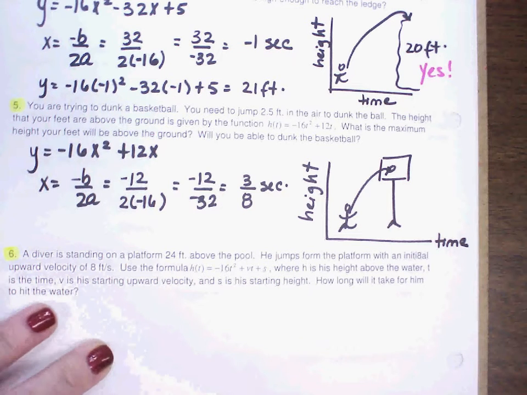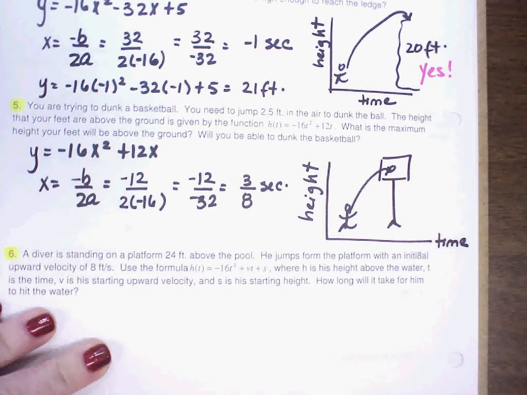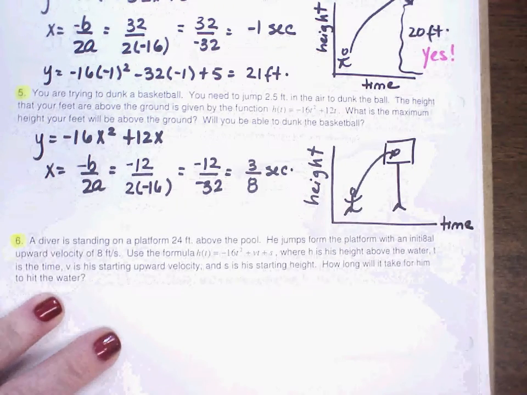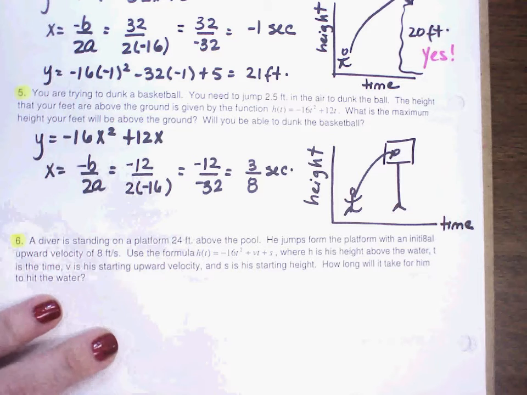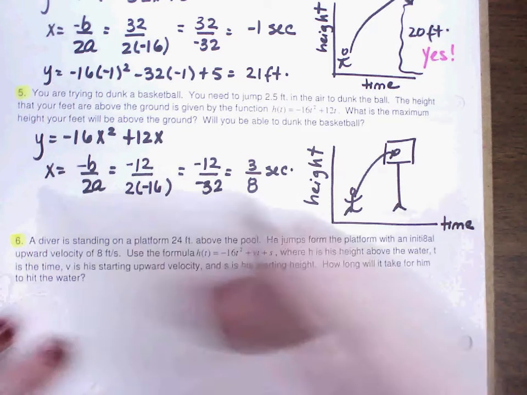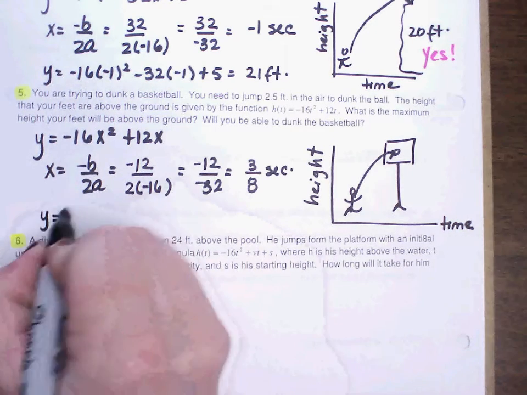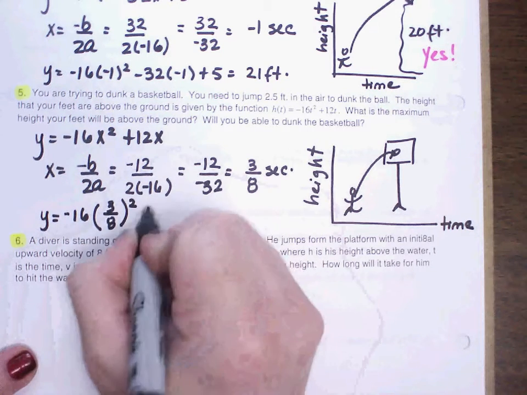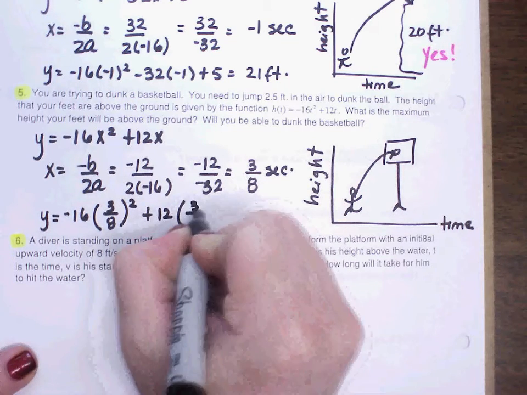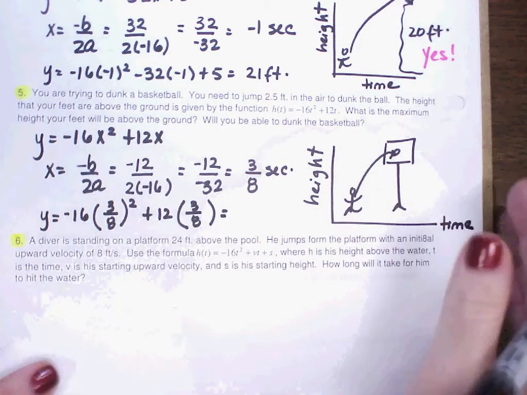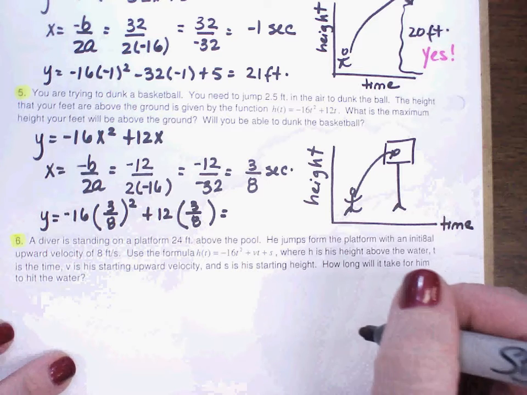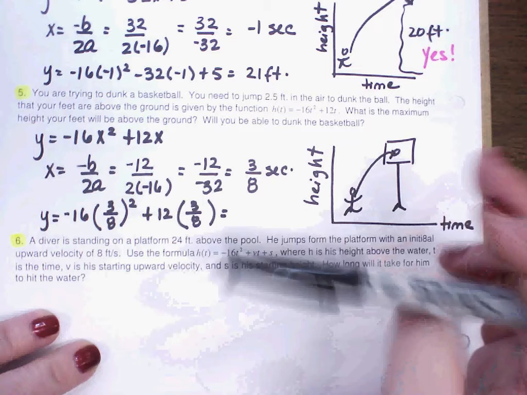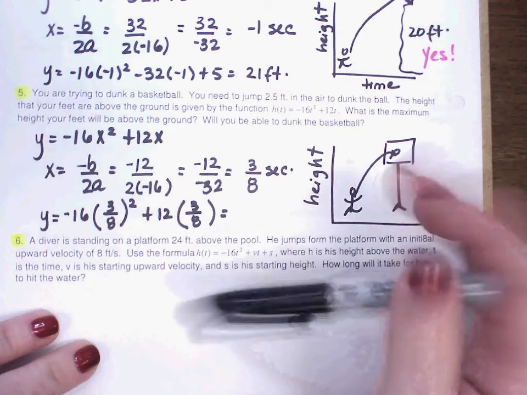Alright, now that's seconds, I want the height. So I'm going to substitute. This would be negative 16 times 3/8 squared, plus 12 times 3/8. And then the calculator takes over after that. Let's not blur out the answer, because some people, when they hear the answer, don't want to try it out.